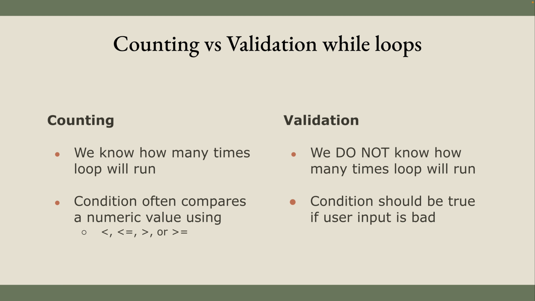Counting versus validation. Counting, we know how many times the loop will run. We'll therefore use some sort of variable to count up or down. Make sure you increase or decrease that variable, usually at the end of the loop. Validation problems, we don't know how many times it will run. Make sure you keep getting inputs from the user so that they have opportunities to keep trying.